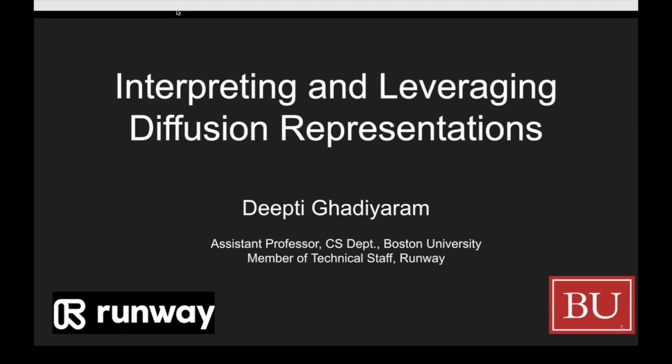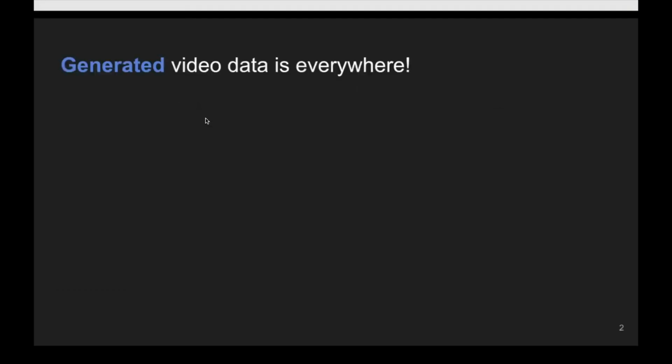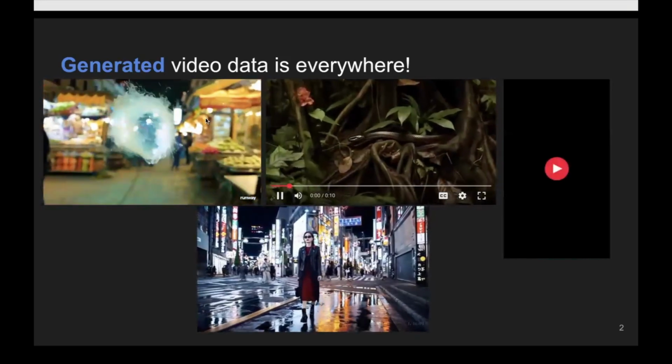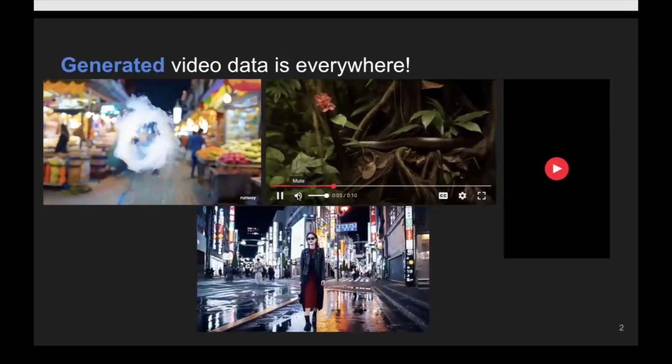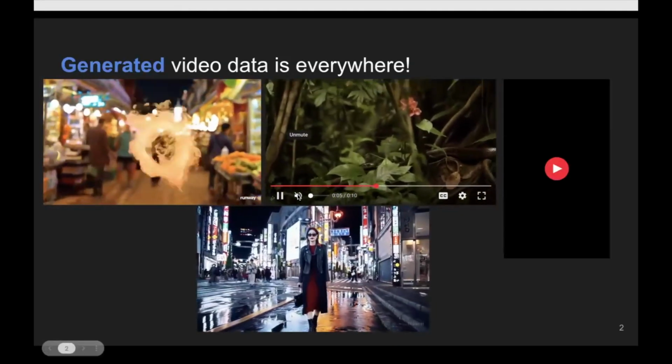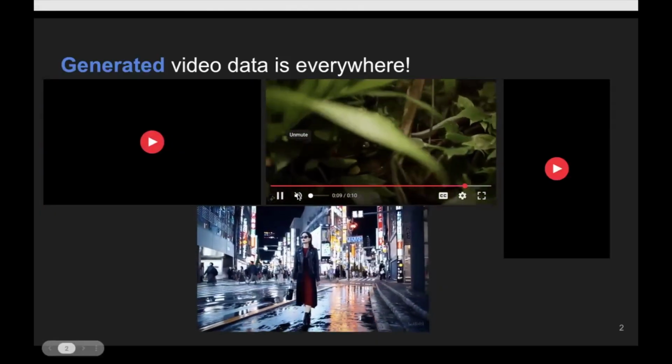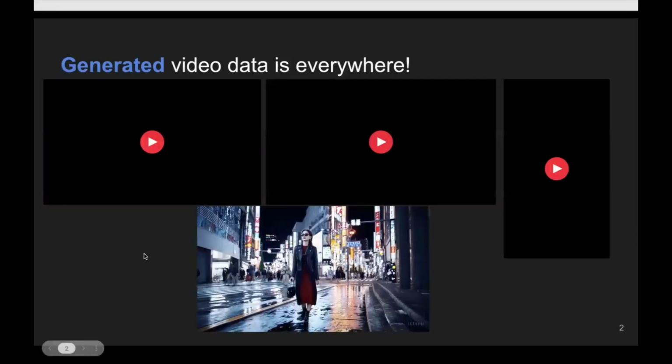That's been the key question that drove some of the work that I'll talk about today. So just to set the stage, we know this generated video. A few years ago, I used to start my talk saying that video data is everywhere. Now that's old. It's generated video that's everywhere. Generative media is everywhere.